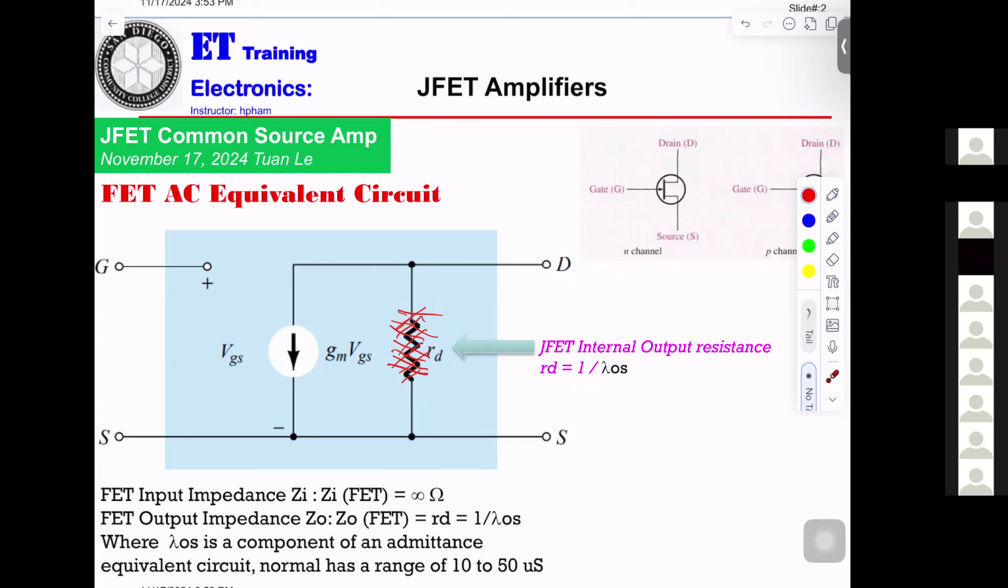So from the drain to the source, you get a current source, and the value will be gm times VGS. So basically, this is the effect for AC, and this is the JFET for DC.